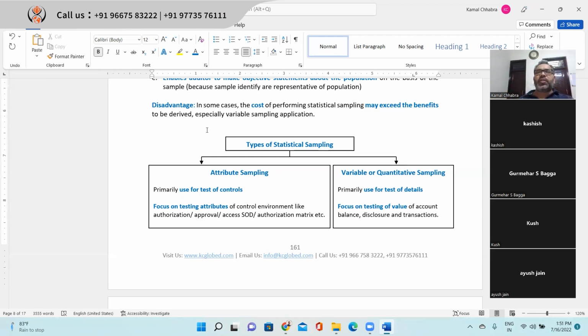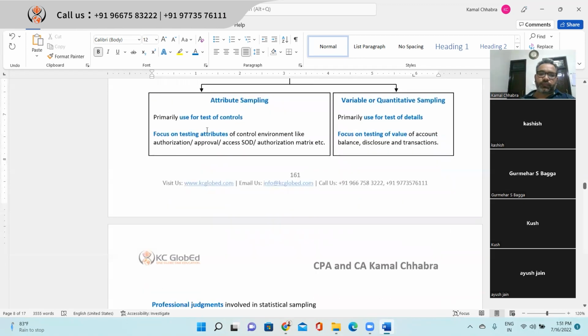When someone asks what the objective of test of control is, it is testing the control attributes. And what is the objective of test of detail? Testing the value reflected in the financial statement, right? Make sense? Yes, sir. So statistical sampling is used for attribute sampling and for variable sampling. Variable sampling is used for test of detail. Attribute sampling is used for test of control.